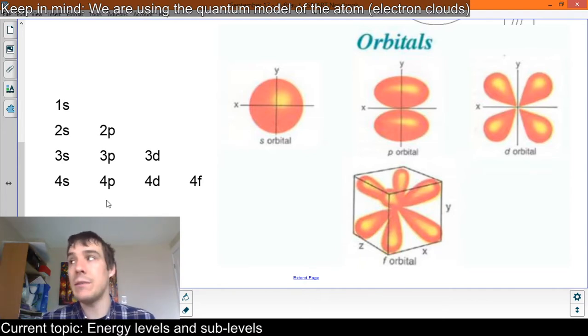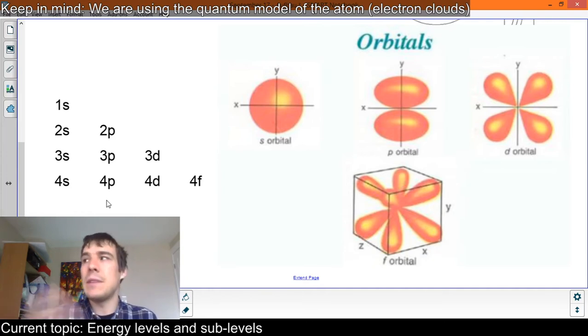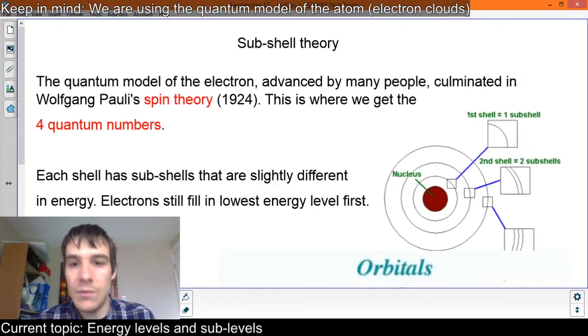All neutral atoms only use these orbital shapes, but there are higher level shapes that can be described by the Schrödinger equation, which are even more complicated. After F, it just goes on alphabetically. H, I. There's no J because that's a different quantum thing, but then it goes on after J. H, I, K, L, M, N, O, and off it goes. So that's orbitals. That's subshell theory.